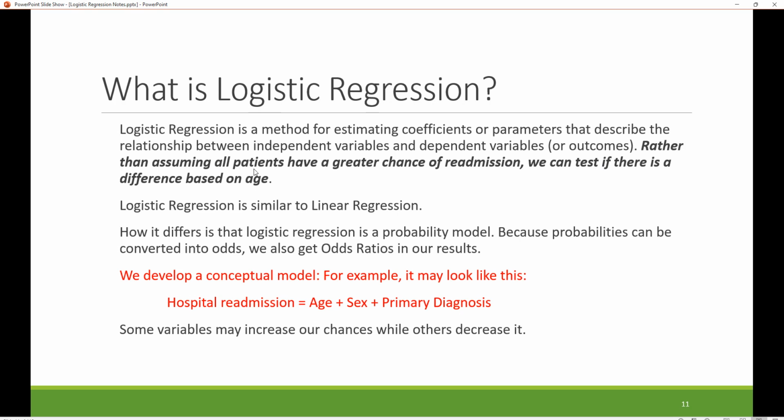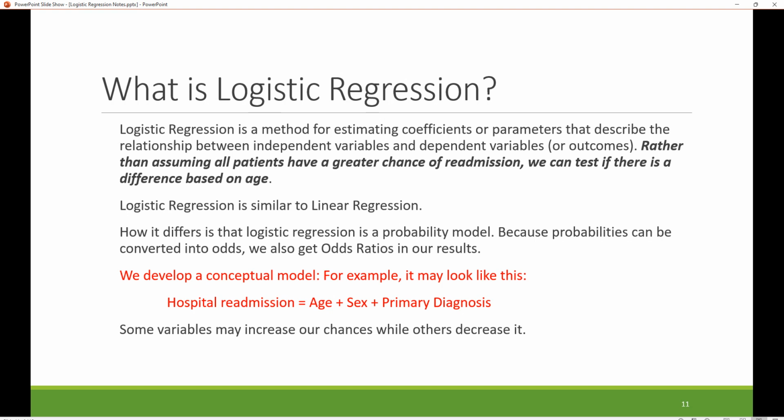Rather than assuming all patients have a greater chance of readmission, we can test if there is a difference based on age. So if we think age is important, we can see what the effect of age is on whatever outcome we're looking at. Logistic regression is similar to linear regression. How it differs is that logistic regression is a probability model. Because probabilities can be converted into odds, we also get odds ratios in our results.